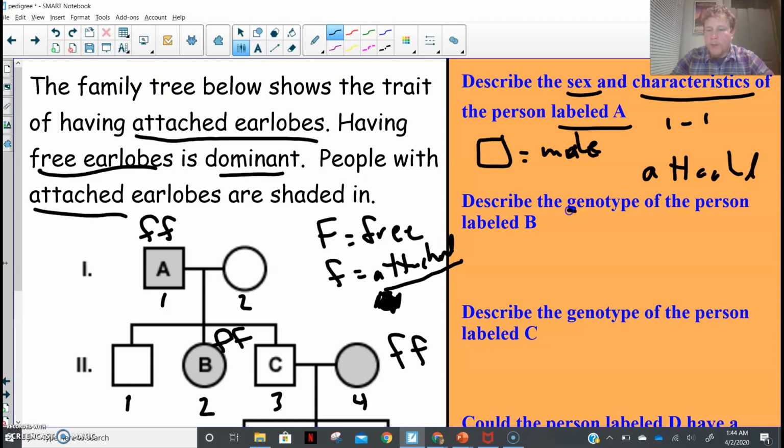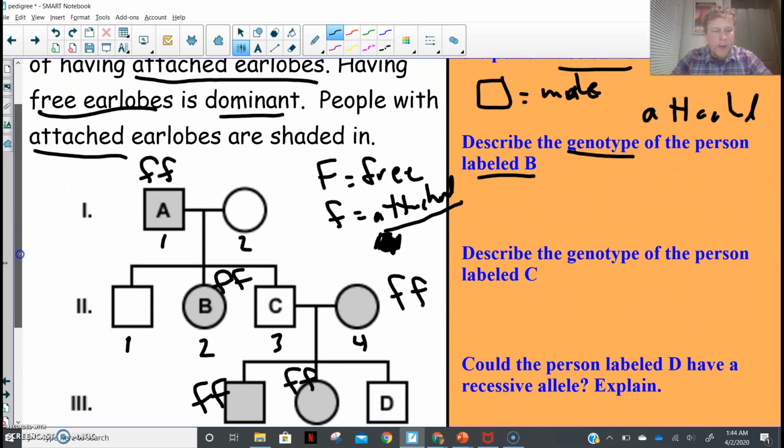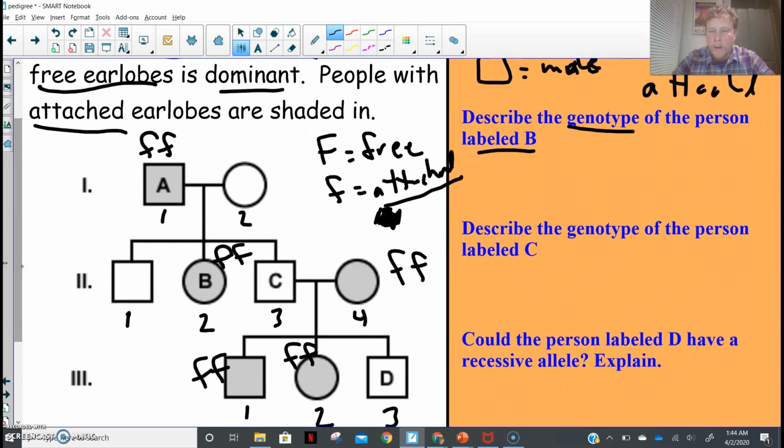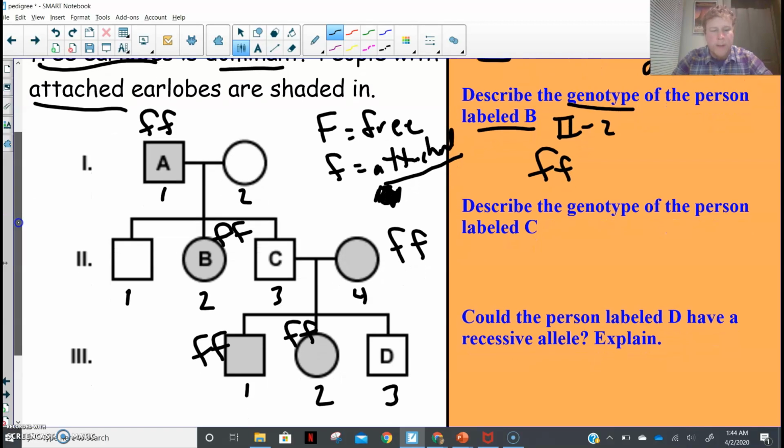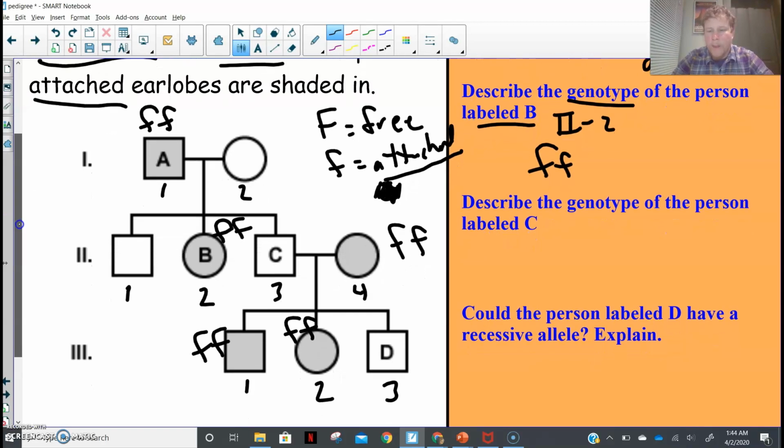Moving on, describe the genotype. They want the letters of the person labeled B. So if I look down here, person B. Well, another way of saying person B is person 2-2. So what are they? Well, they're shaded in, and so we know that they have to be little f, because shaded in is recessive. That's the only way you can get that trait.